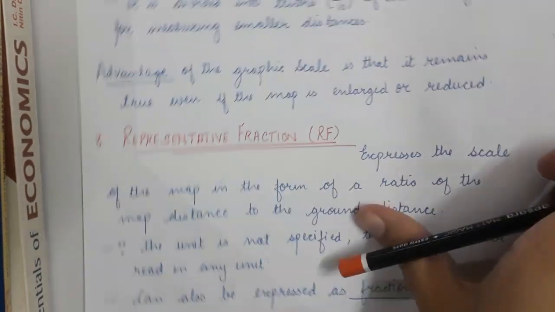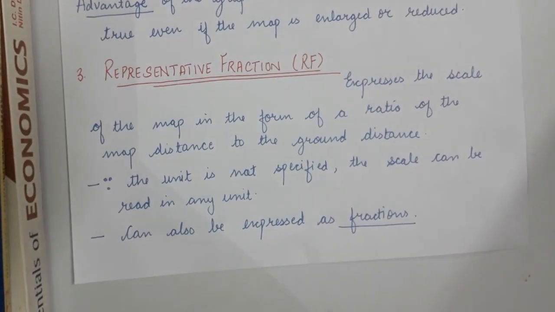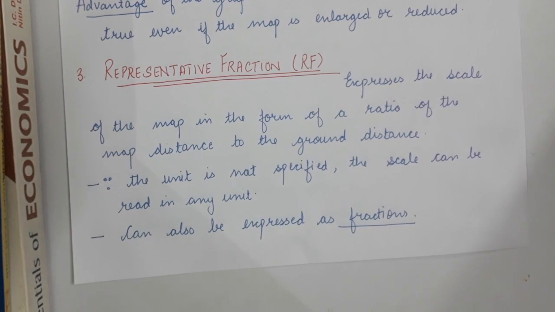Next is your representative fraction. What is representative fraction? It expresses the map scale in the form of a ratio. I have told you in the last part also, that ratio, we take 1 centimeter is equal to 5 kilometers, that part.